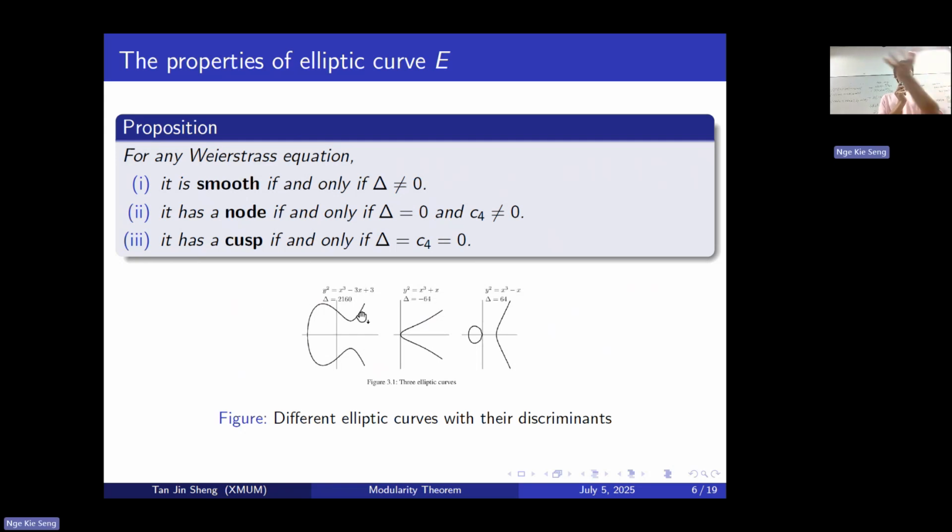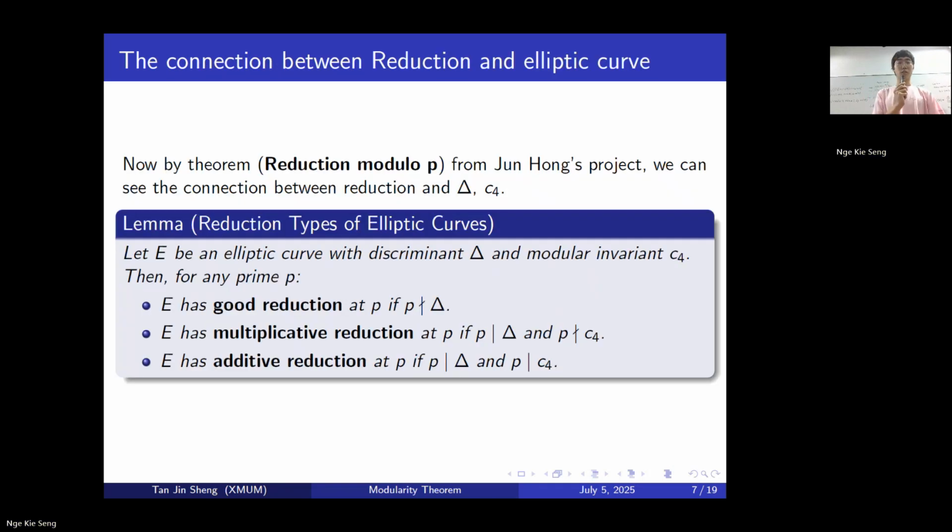you can see is very smooth, and the second part looks like an X, but this figure doesn't show up. It's a node because later we will see the terminology is called multiplicative reduction. Yeah, and the third is a cusp. Very obvious to differentiate. Yeah.